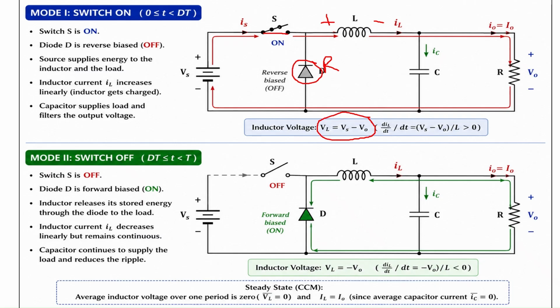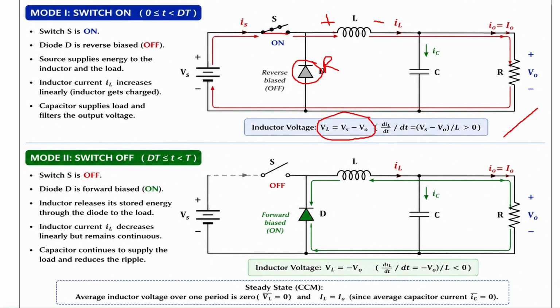So this is also positive, which means the inductor current will be increasing linearly during the T on interval. When the inductor current is increasing, the inductor will store energy. Inductor current rises linearly and inductor will store the energy. So this is the condition of inductor current during the turn on interval.